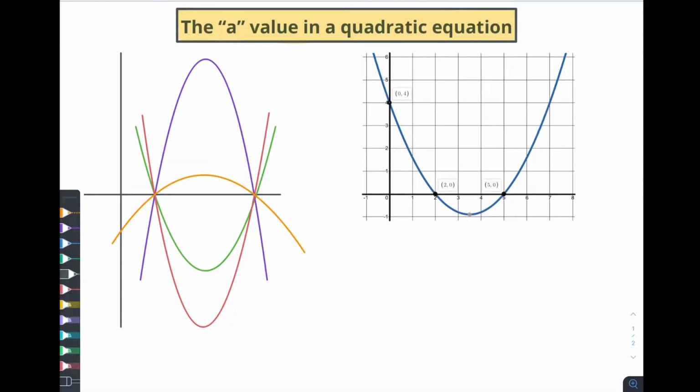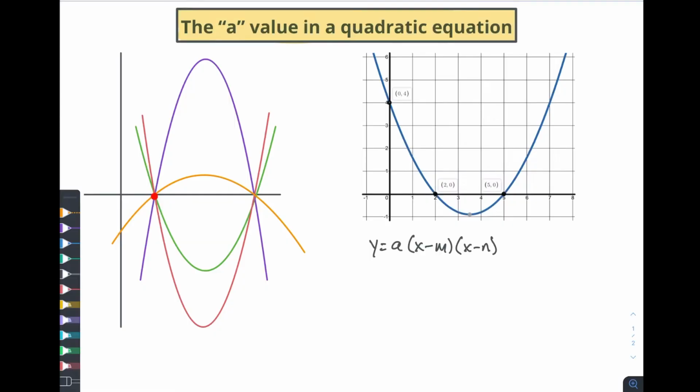In our factored form, we typically say we have y equals a times x minus m times x minus n, and these two things represent the x-intercepts. This A value is what I like to say locks you in, or pulls you to a specific quadratic. So for each one of these, the purple, the orange, the green, the red, they're all going to have the same exact values of m and n.